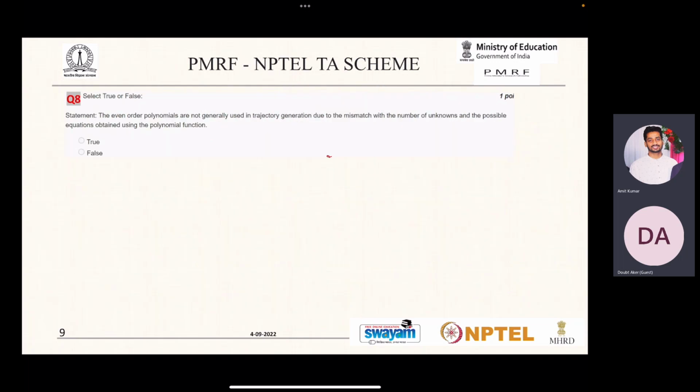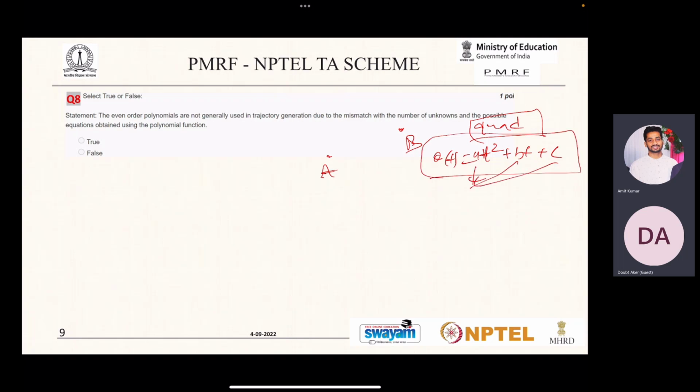For example, suppose we have two points here, A and B, and we want to make this using a quadratic equation, that means at square plus bt plus c. Suppose we want to make theta t like this, here we have how many unknowns? We have three unknowns, right? Now, if we have the initial condition theta i and theta f, only the initial condition is specified. How many equations will we have?